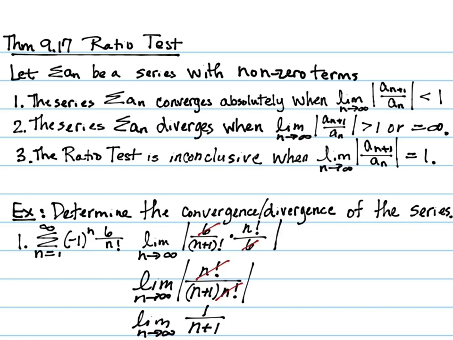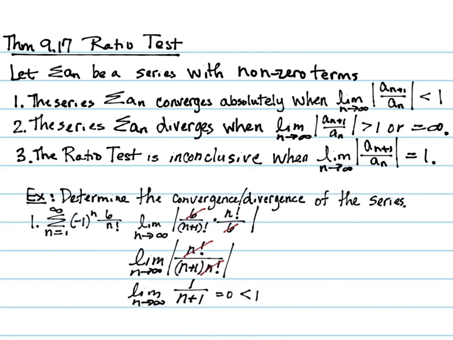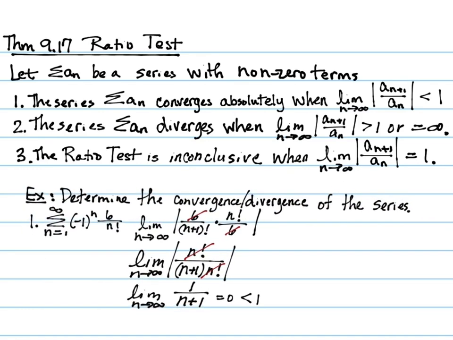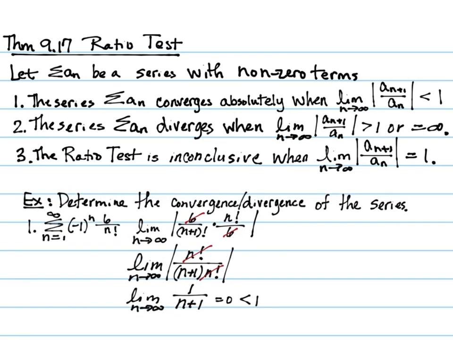So what is the limit as n goes to infinity of 1 over n plus 1? It's 0, right? And 0 is clearly less than 1, right? So what does that tell me? Does it converge? Does it diverge? What do we know? It converges absolutely, exactly. It's the first possibility, I guess, in my theorem above.